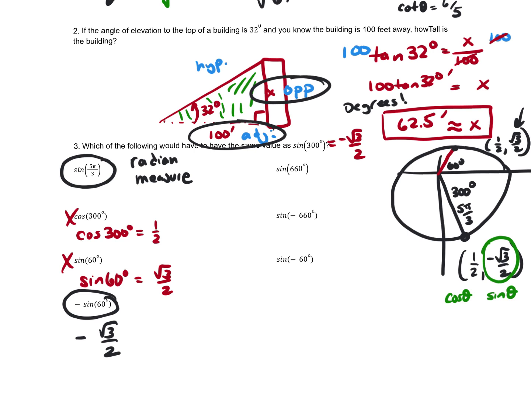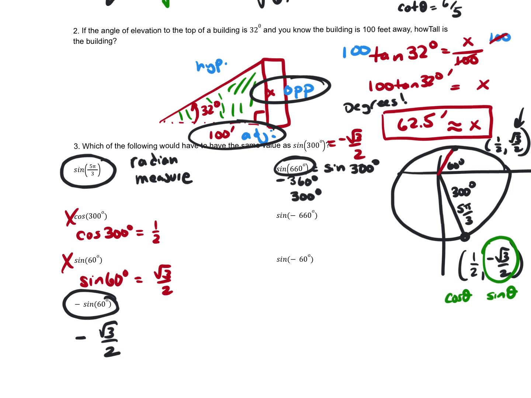Sine of 660 is a big angle, so the question is, we know that big angles are coterminal, they have the same trig function. So the question is, if I subtract 360, do I get 300? And I do. So anytime you add or subtract 360, the trig value stays the same. So the sine of 660 is the same as sine 300.